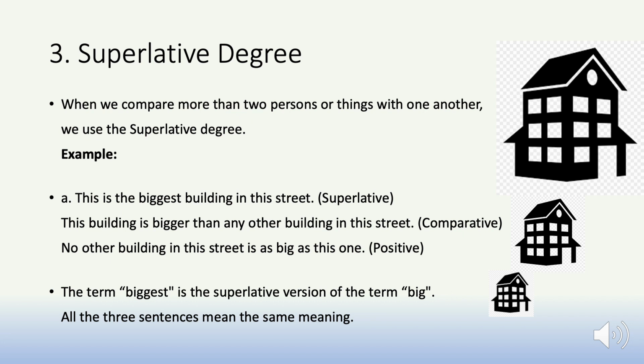So, also, when we say, no other building in the street is as big as this one, the meaning does not change. You will notice that we have written three sentences which have used three different forms of the adjective big: big, bigger, and biggest, but the meaning does not change. Well, that is a topic that we will be discussing later. For the moment, you need to understand that when more than two things or units are being compared, we use the superlative degree of comparison.